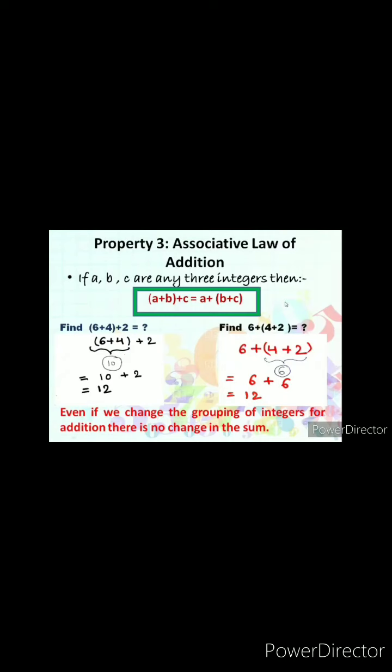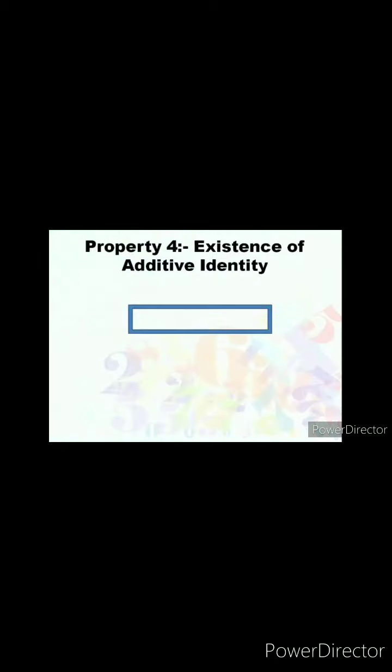Now, let us move on to our fourth property. Now tell me, what number shall I add to A so that the identity of A is not changed? Think. Okay, I will give you an example. Let us have a number 5. Tell me, what shall I add to 5 so that my answer is 5 only? Yes, it is 0.